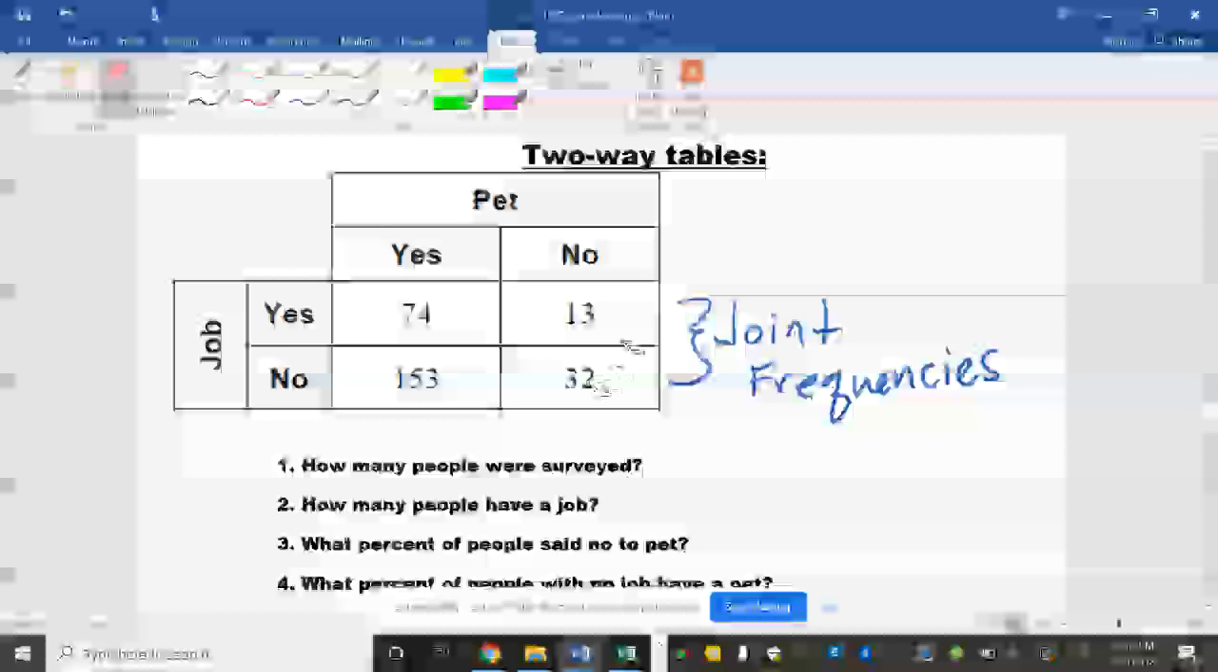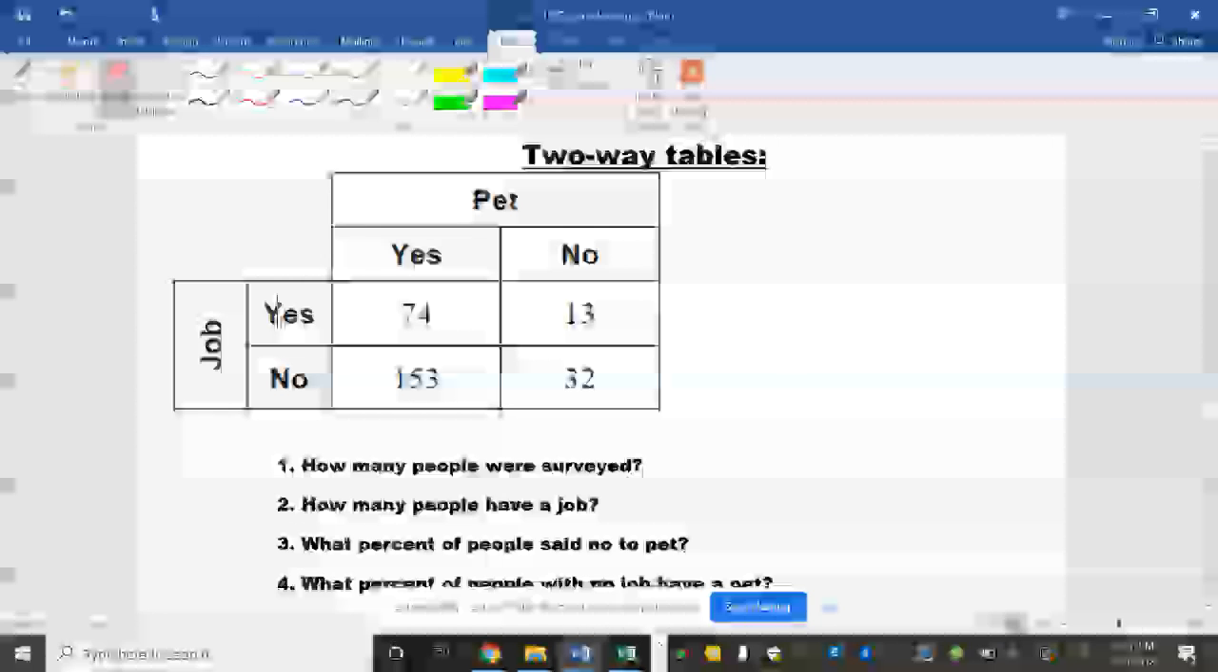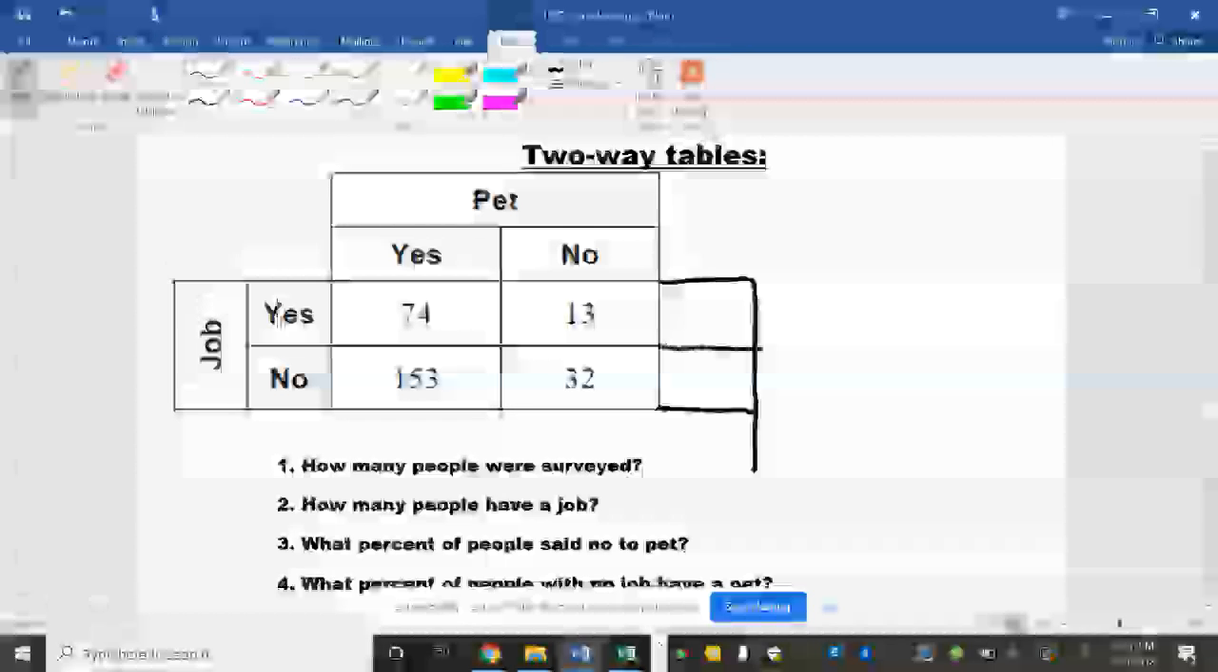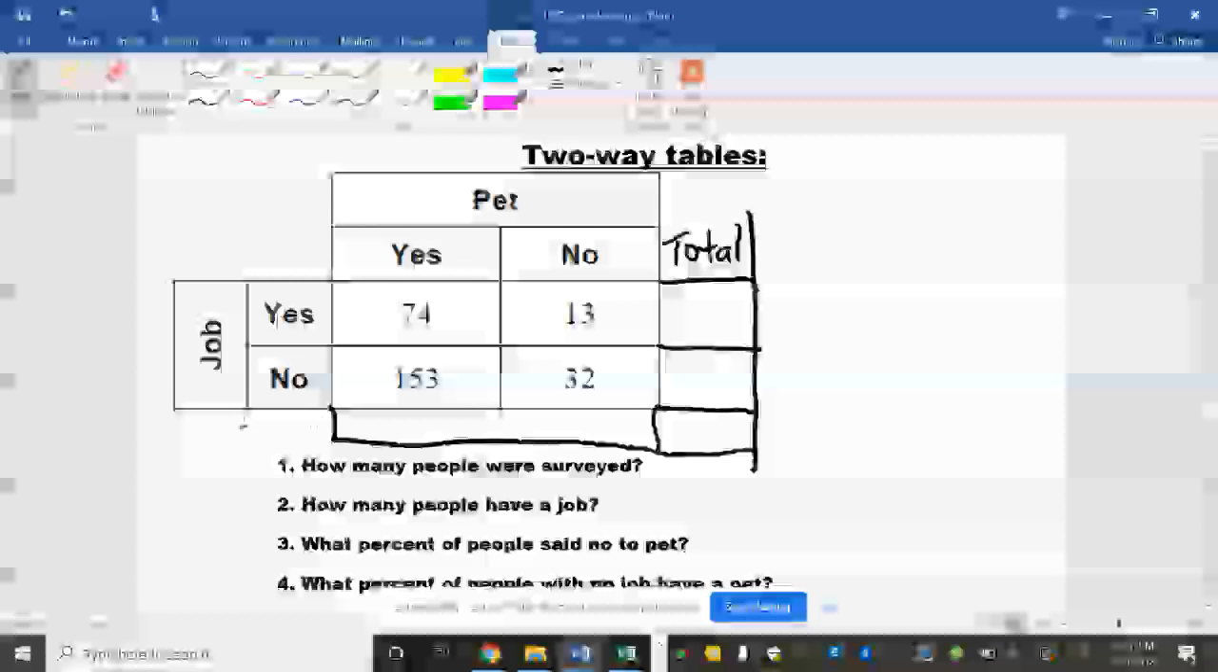Next, we need to calculate what's called our marginal frequencies. I like to just call them the totals. Right, so we're going to have to add a whole other row and column here for what we call the totals. Total there, and we'll add the totals here. Total. Now these totals are called our marginal frequencies.